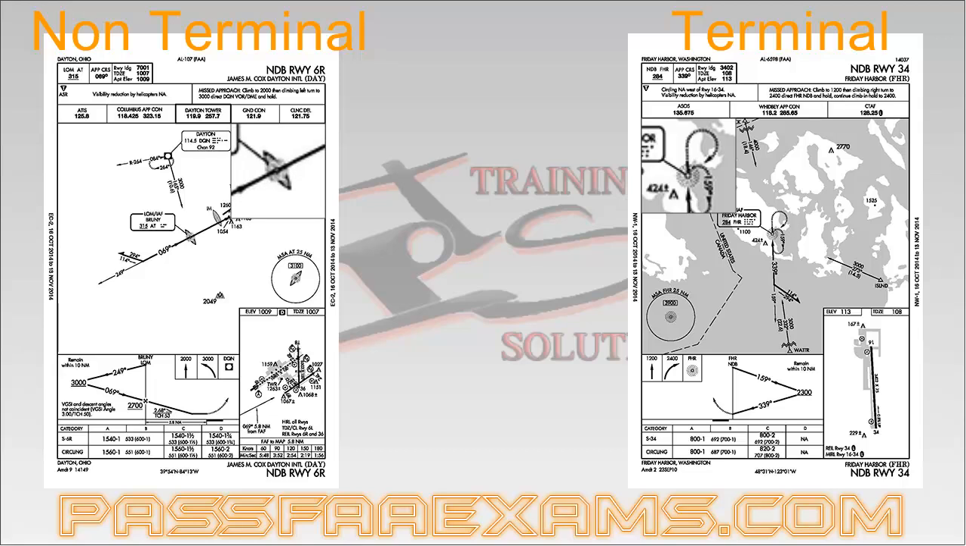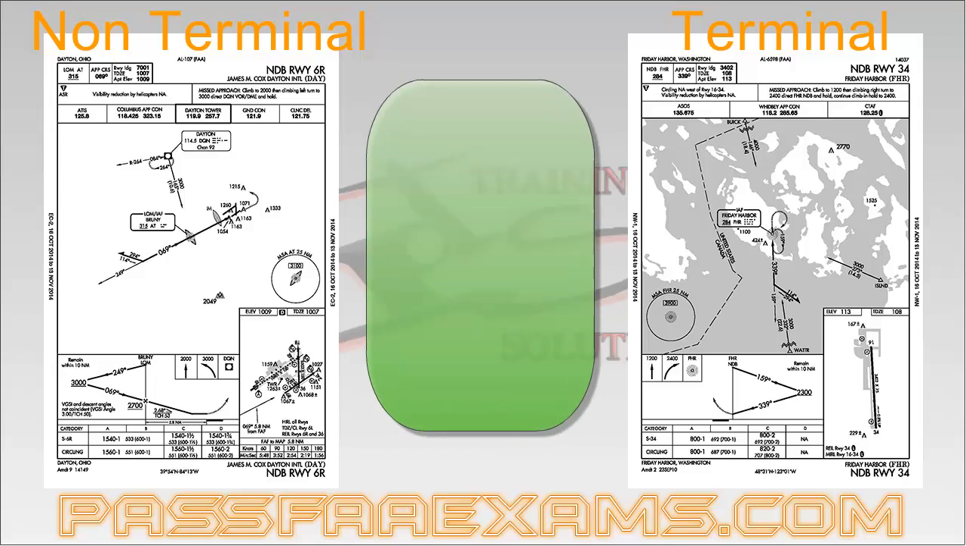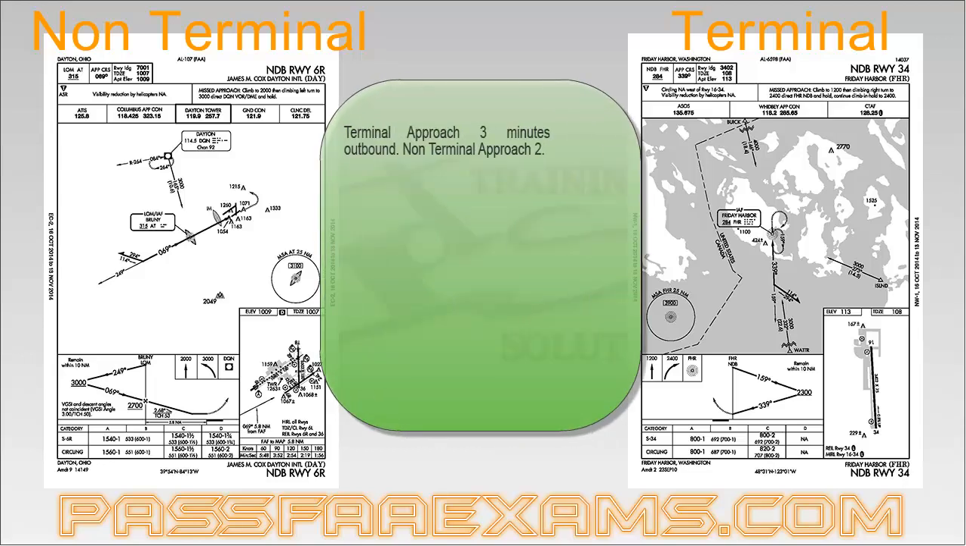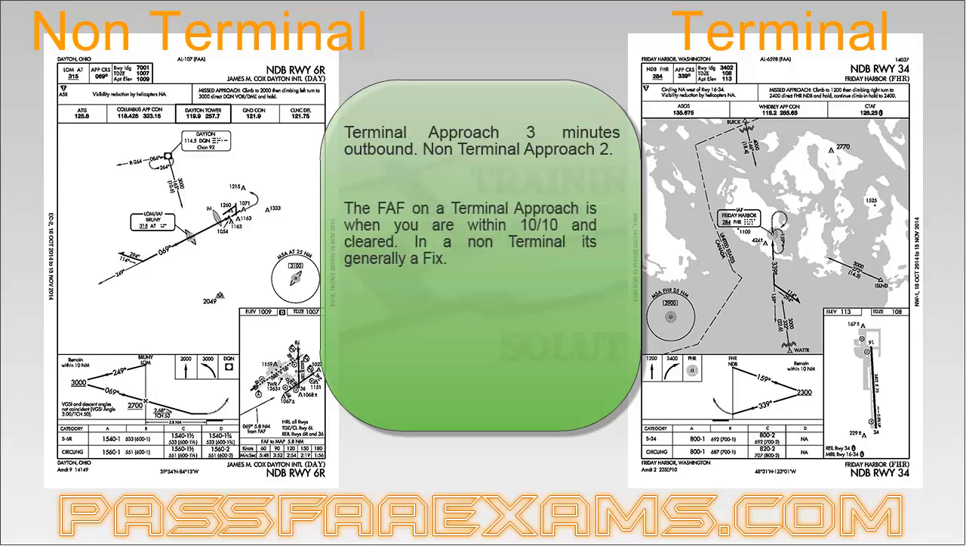The approaches are conducted the same way, with 2 or 3 main differences between the two. First, on the terminal approach, the outbound leg will generally be a little longer, 3 minutes instead of 2. Second, the final approach fix on the terminal approach is generally 10, 10, and clear: within 10 miles of the station, within 10 degrees of final approach course, and cleared for the approach. On a non-terminal approach, it's generally an actual fix, defined by a distance, a GPS fix, a radial, etc.